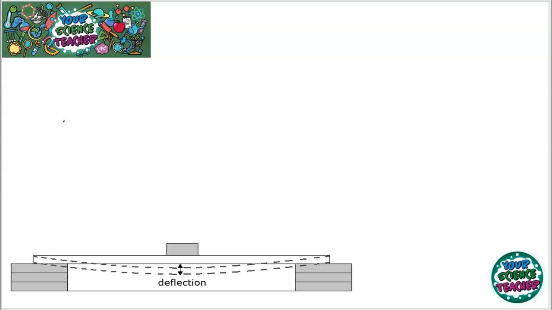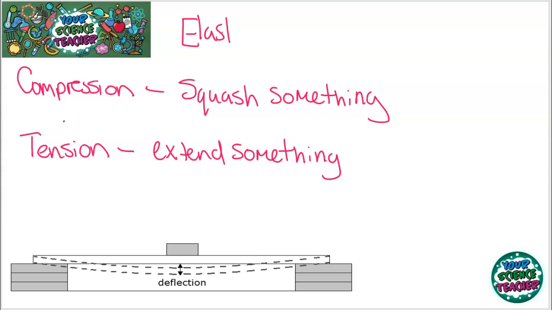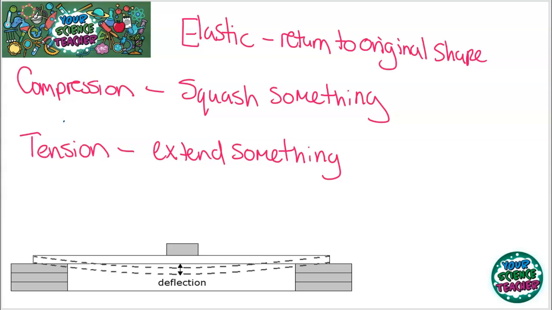We're now going to look at two very special forces. These two forces are called compression and tension. The compression force is the force you get when you squash something, and tension is when you extend something. Now, materials that like to return to their original shape are called elastic materials, and elastic materials will really try and oppose compressions or tensions.